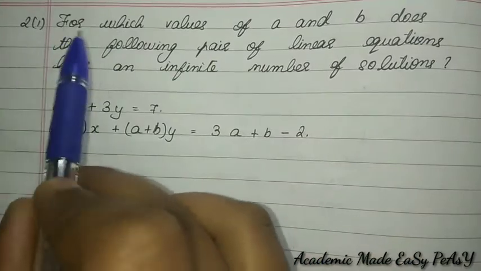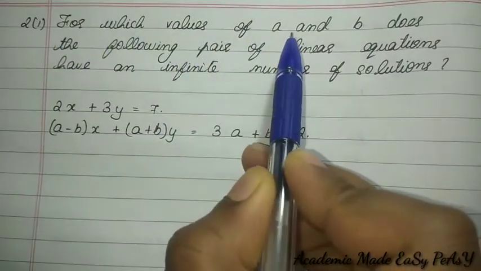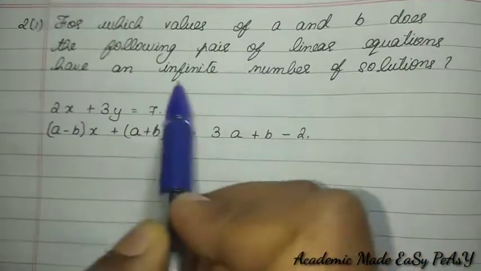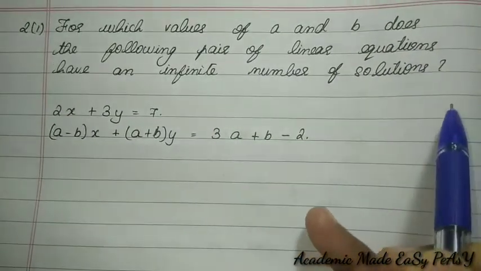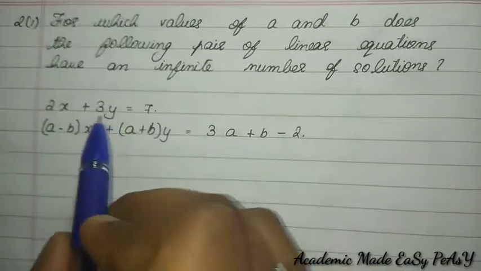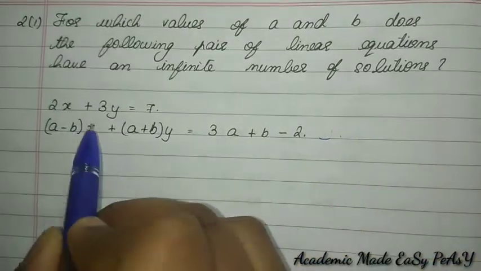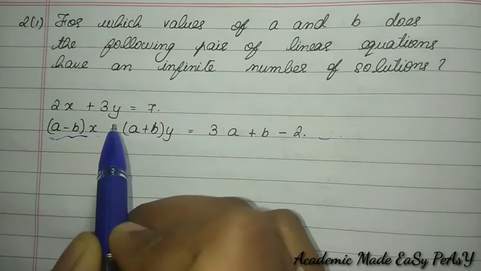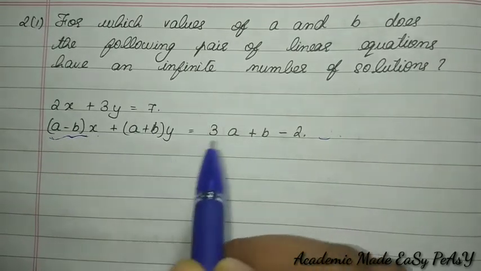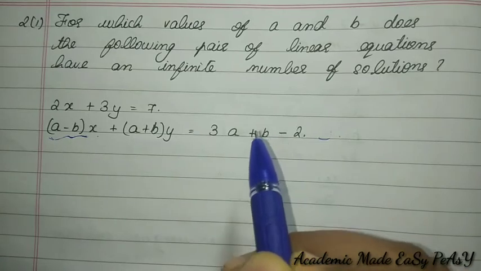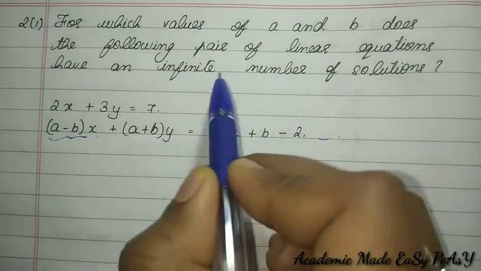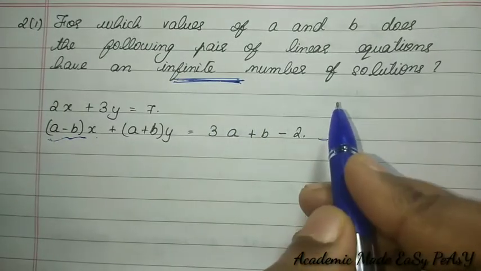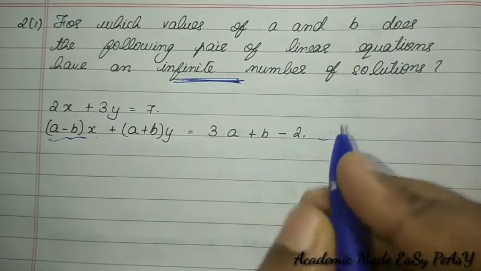Question 2, subdivision 1. For which of the values of a and b does the following pair of linear equations have an infinite number of solutions? So, they have given the equation, and here a and b is here. Now, these are all some constants, that is a coefficient of x, y, and some constants over here, and we have to find according to the condition given. So what is the condition given here? It is infinite number of solutions.